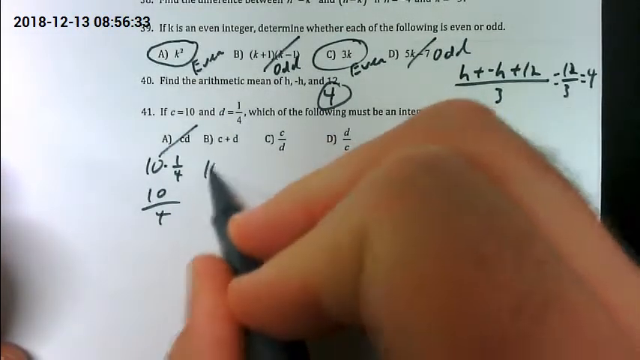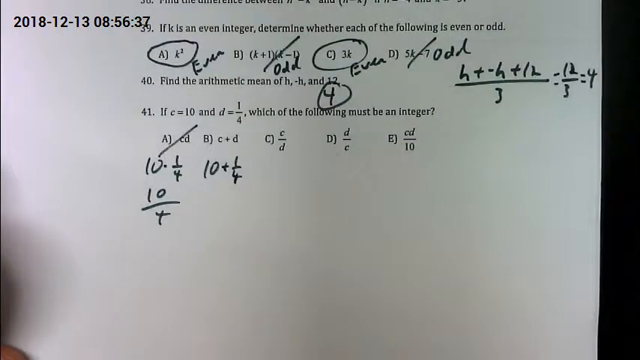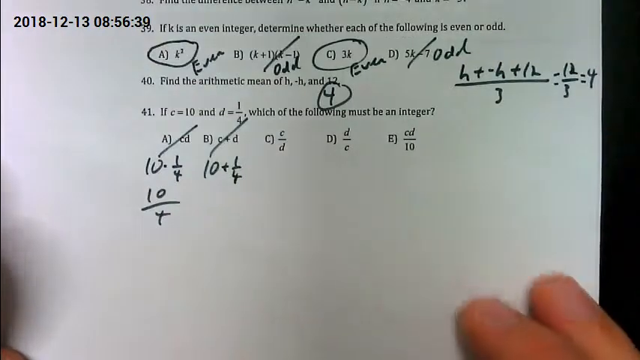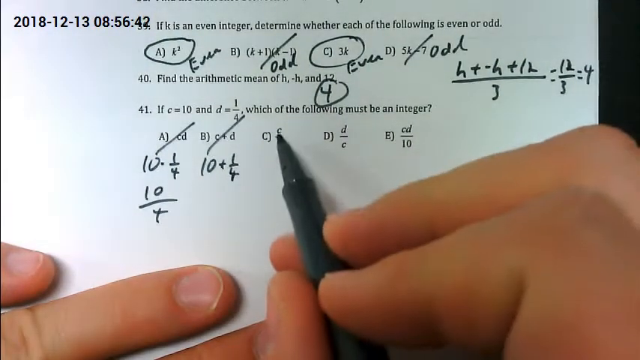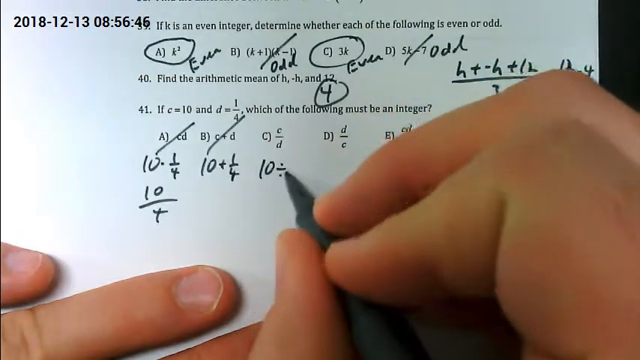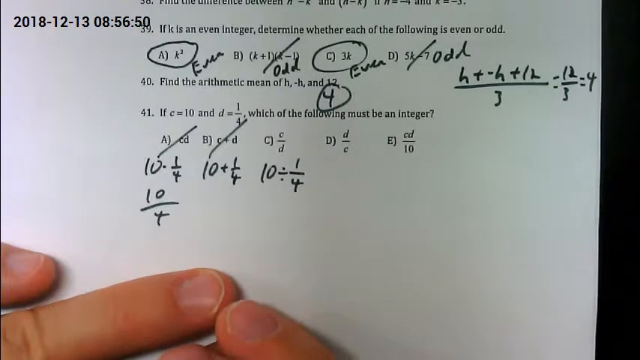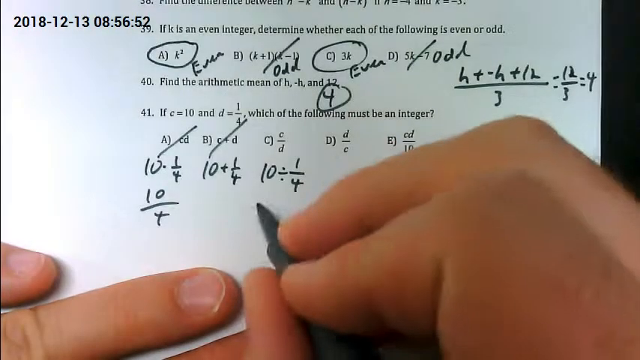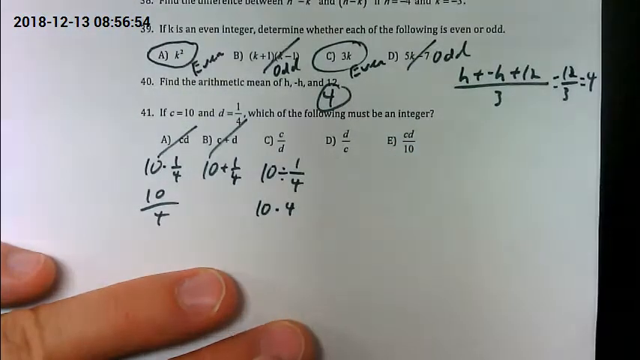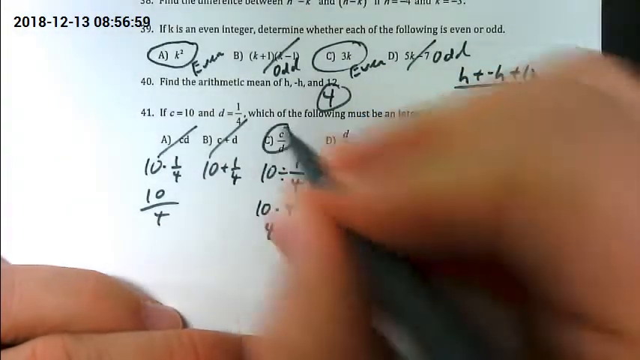On the next one, 10 plus 1/4. Will that give us a whole number? No, that's going to give us a decimal. So that doesn't work. On C, we have 10 divided by 1/4. Now, if you divide by a fraction, you're actually multiplying by its reciprocal. So this would be 10 times 4, which is 40. And that one does give us a whole number. So that one works.